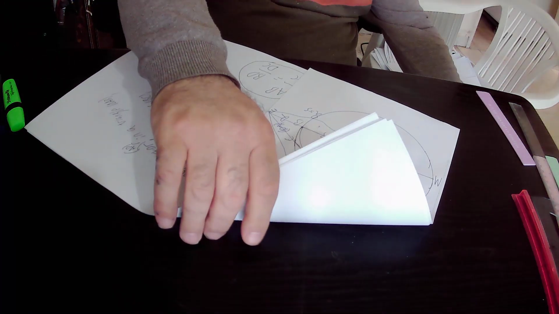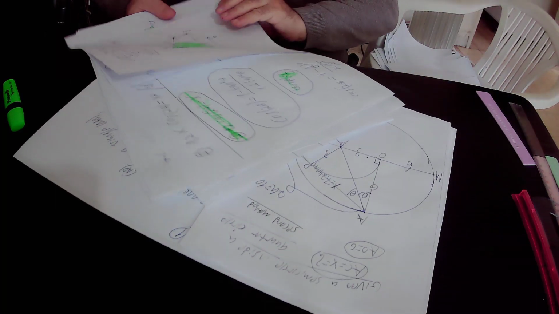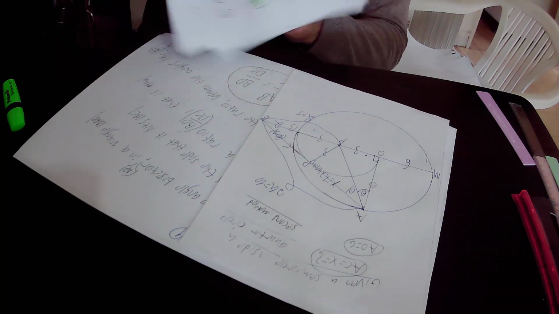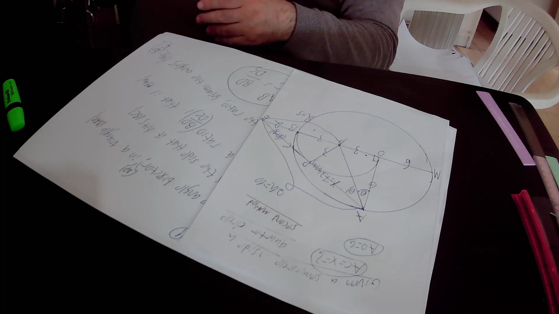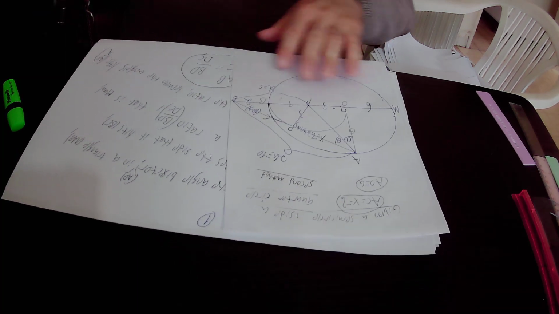Then I presented to you how to find out the length of line segment X according to the second method. Here, in the second method, we use all the things that we have already found out in the first method.